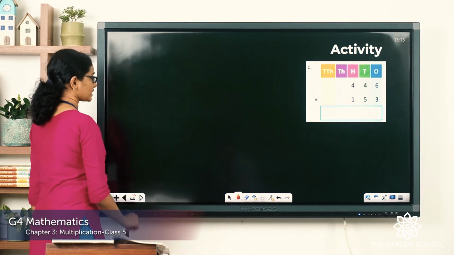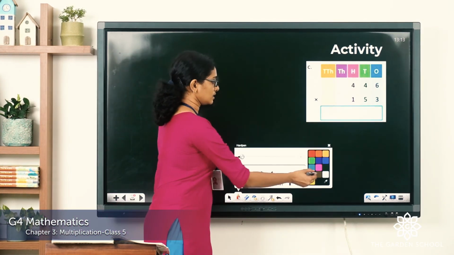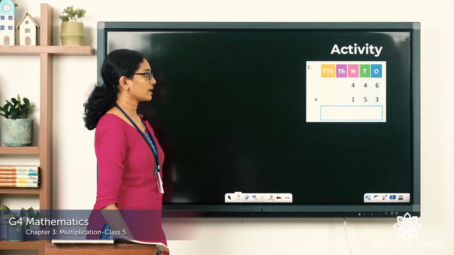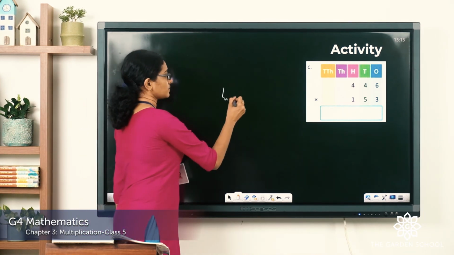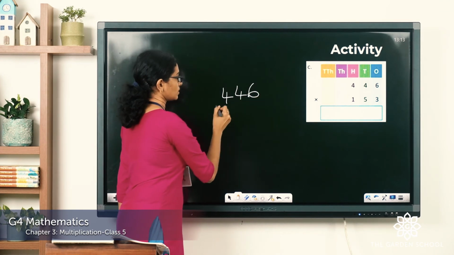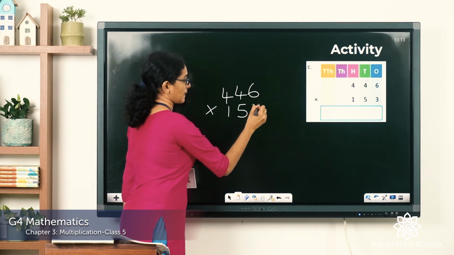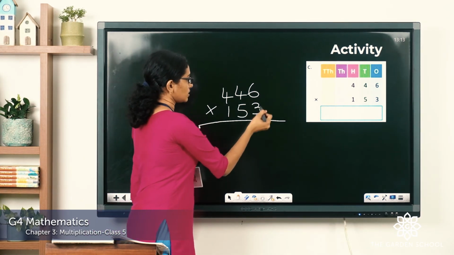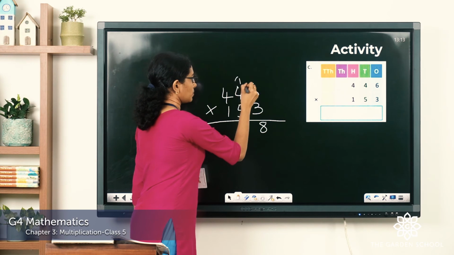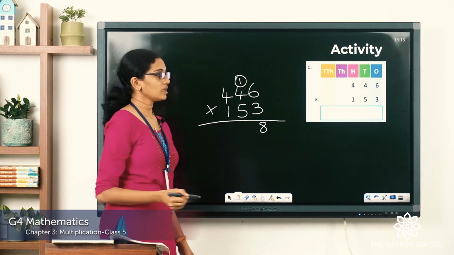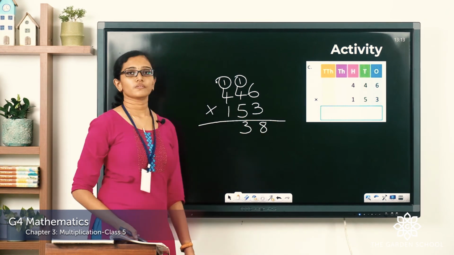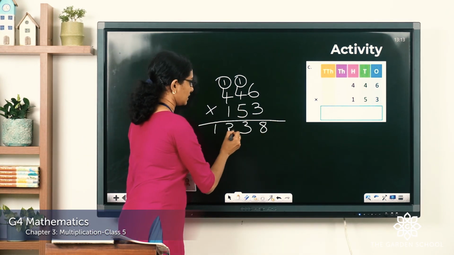Now let's see the next question. The second question from the activity is 446 into 153. Let's do the multiplication. Let's start multiplying the ones first. 3 into 6 is 18, a carry over 1. 3 into 4, 12, plus 1, 13, a carry over 1. 3 into 4, 12, plus 1, 13.